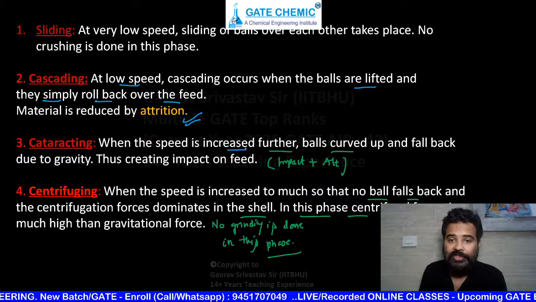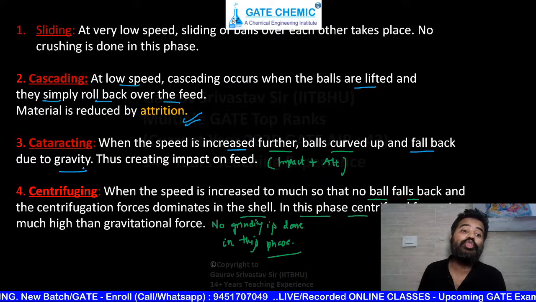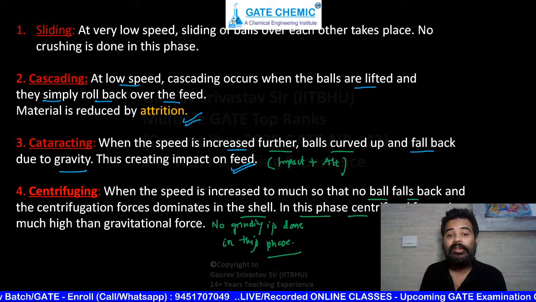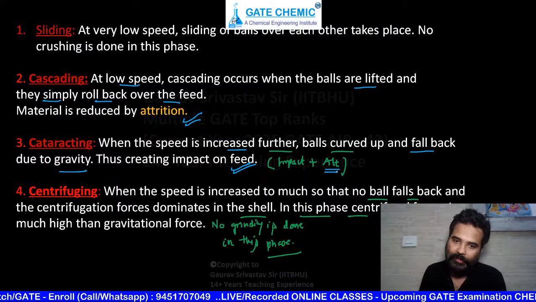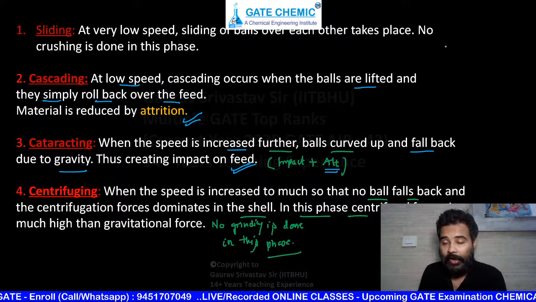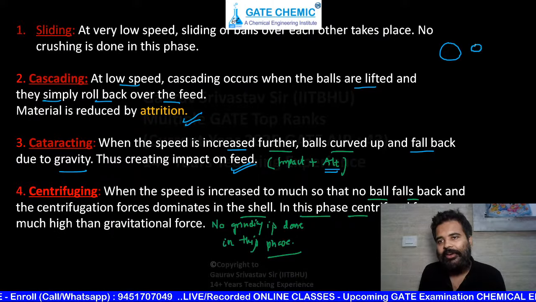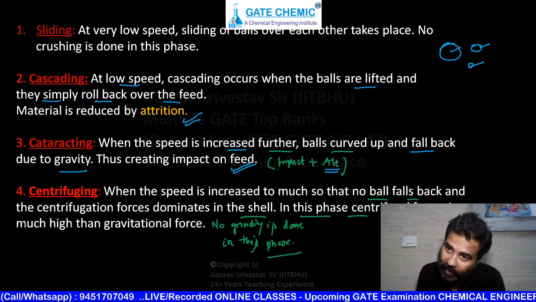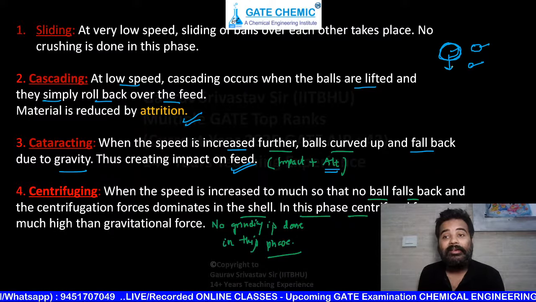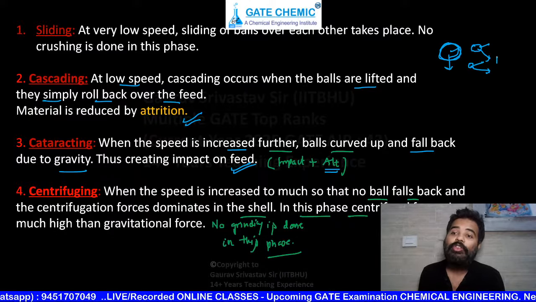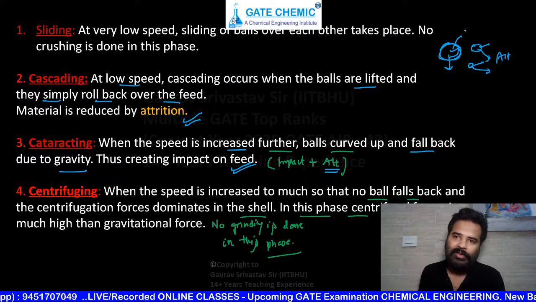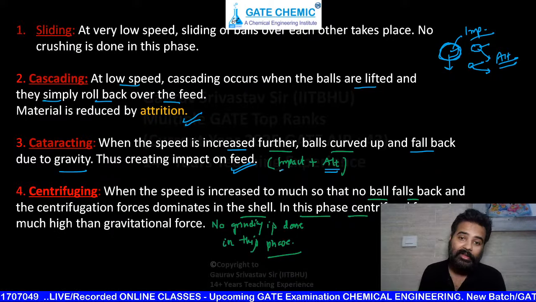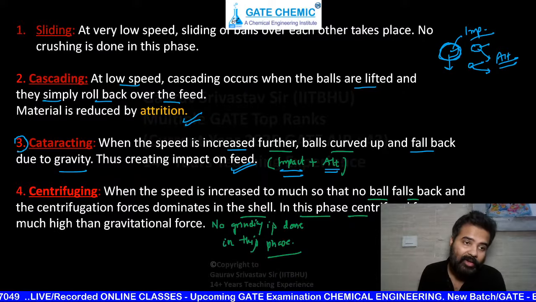Cataracting, when the speed is increased further, balls curve up and fall back due to gravity. So the main thing that occurs here is impact, and a little bit of attrition is also there. You are going to feed your mill with different size balls, big balls, small balls, very small balls. Bigger balls are responsible for impact, and smaller ones are responsible for attrition. Don't worry, I will write it on the green slide. This is for impact, this gives attrition. So both are there, impact and attrition, when cataracting is there.